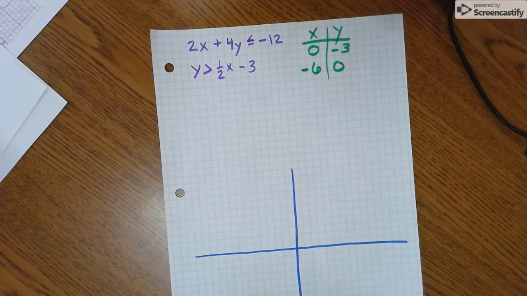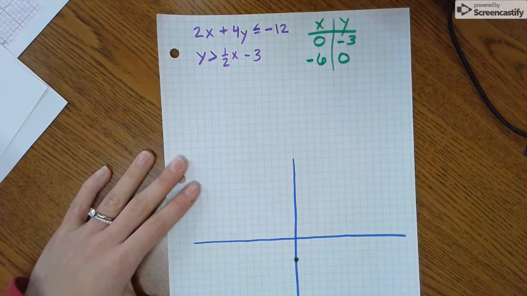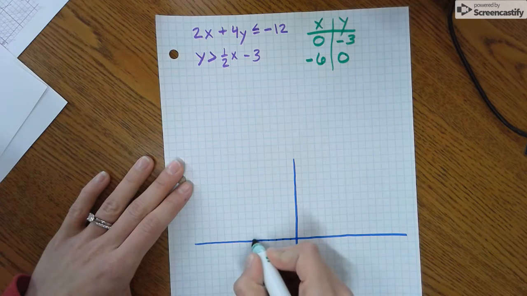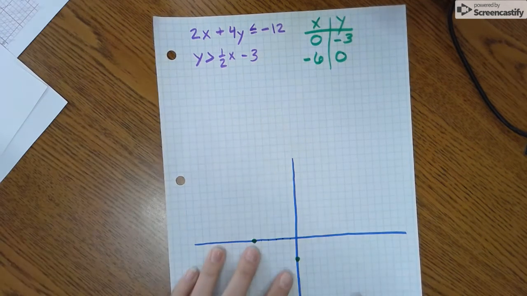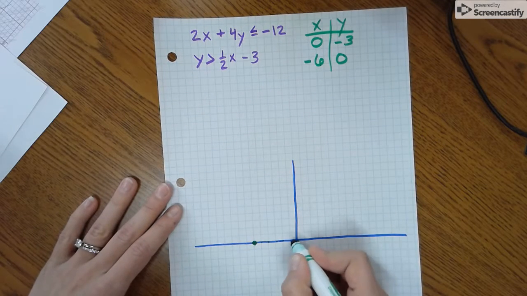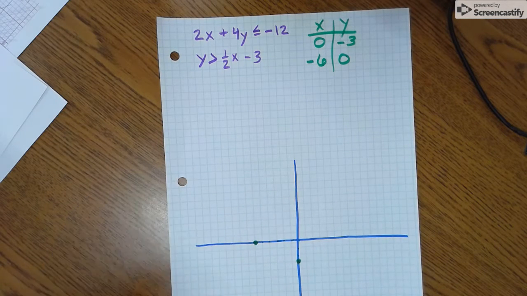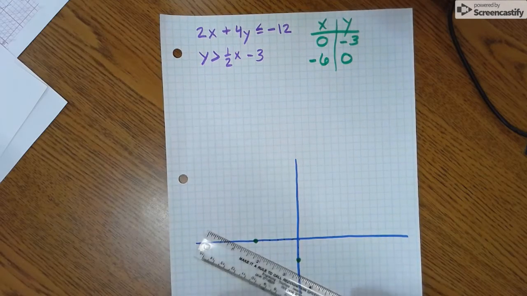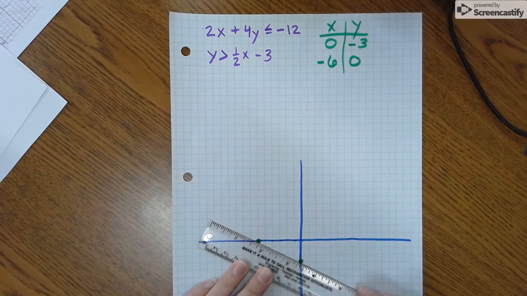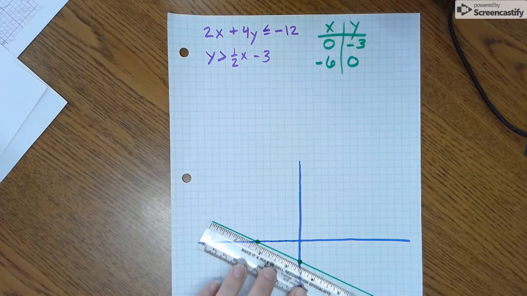All right, so 0, negative 3. So I'm going to go 0, negative 3. That would be here. And then negative 6, 0. So 1, 2, 3, 4, 5, 6. Okay, if you wanted to create more points than this, I could just count the slope, which is up 3 over 6, and I could continue that pattern. So I could go up 3, left 6, up 3, left 6, if I wanted to continue that slope. All right, this is going to be a solid line since it is less than or equal to. So I'm just going to take my 2 points and connect them with a solid line.